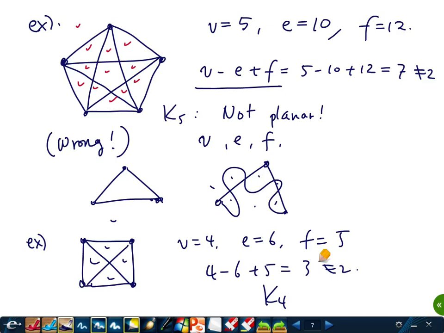So when you count the faces, you have to always draw the graph without crossing edges. Only in that case you can talk about faces. So far, we don't know how to prove that this is not planar just yet, but we need to develop more tools. All right.